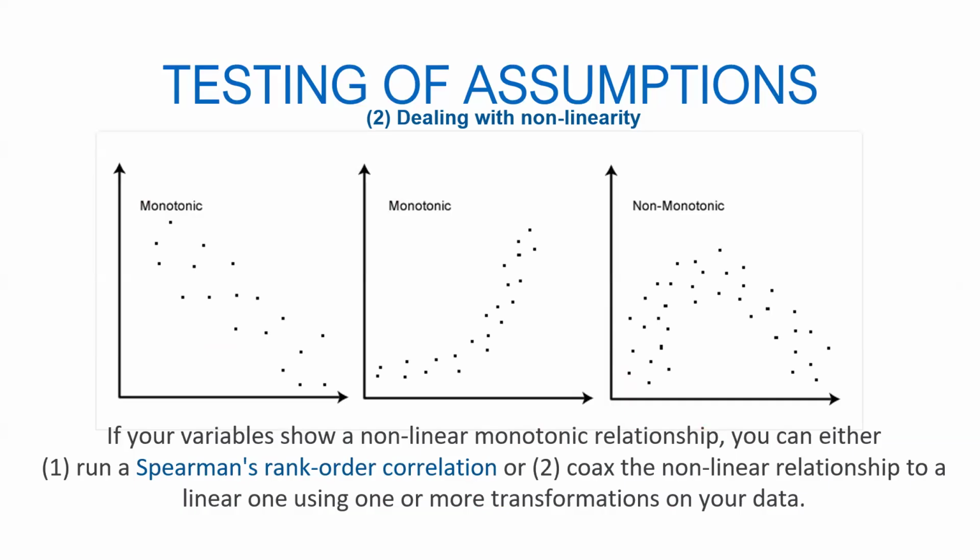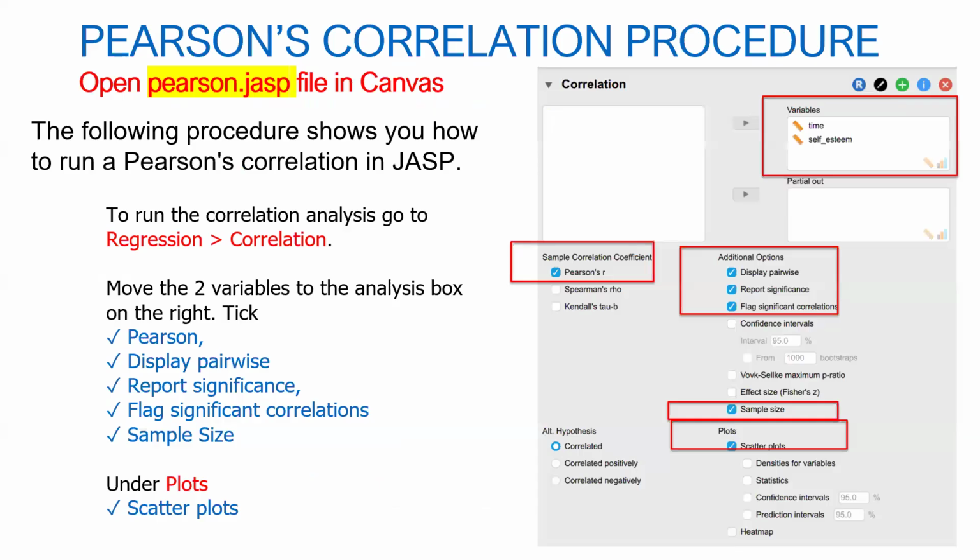Okay, now, I need you to open our file, the Pearson.jasp file, which is found in our Canvas module. The following procedure will show you how to run a Pearson's correlation in JASP. When you open the file, as indicated, you will see two columns.